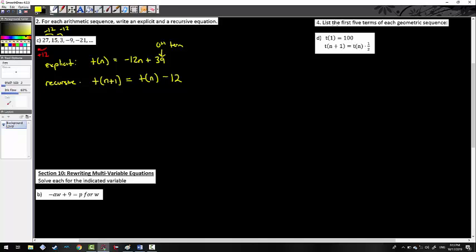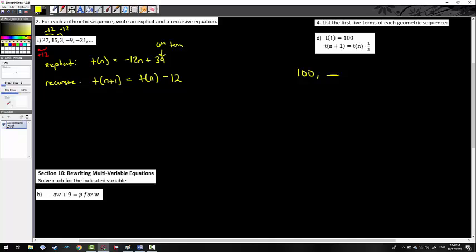On to number 4. List the first 5 terms of each geometric sequence. Well, t of 1 equals 100. What does that mean? T of 1 is the first term, meaning my first term is 100. Now, how do I read this recursive sequence here? Well, remember, t of n plus 1 is the next term. The next term is t of n, which is the current term, times 1/2. So, what does that mean? To get to the next term, which is this guy, I take my current term, which is 100, and I multiply it by 1/2.